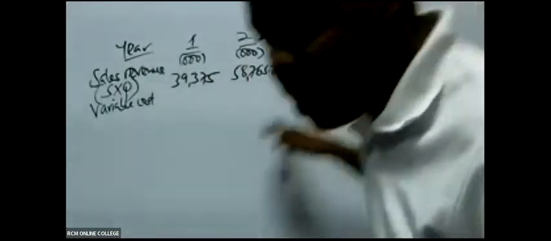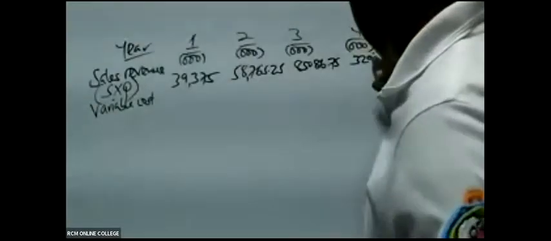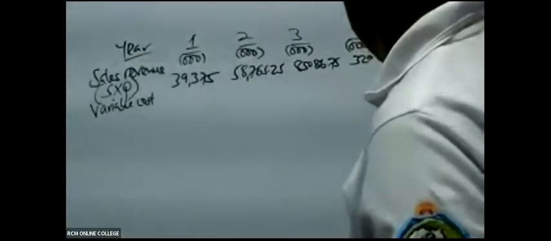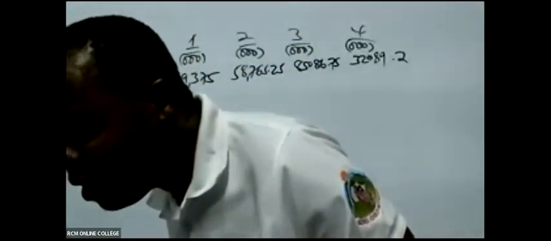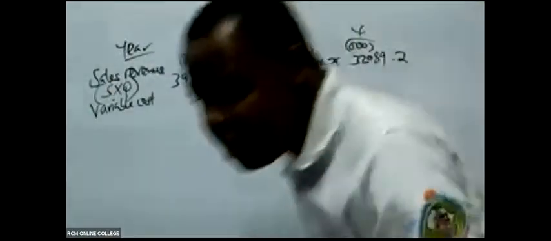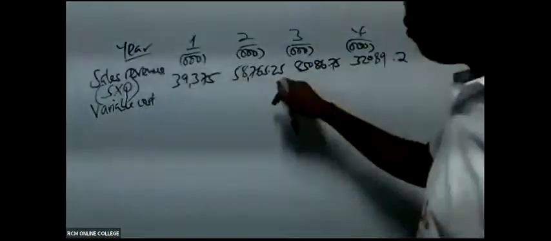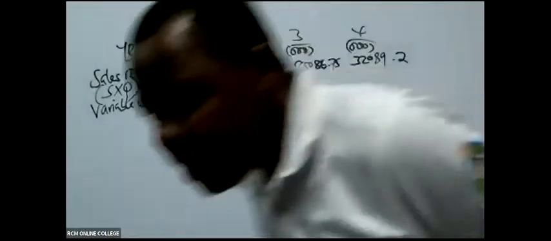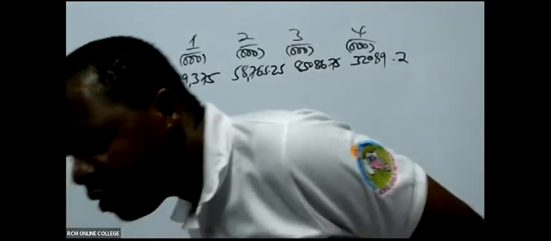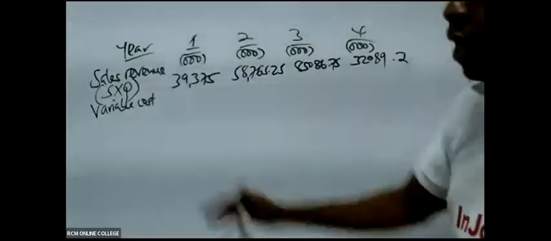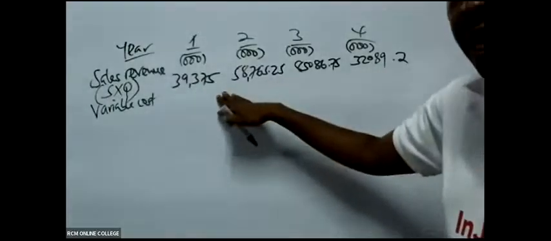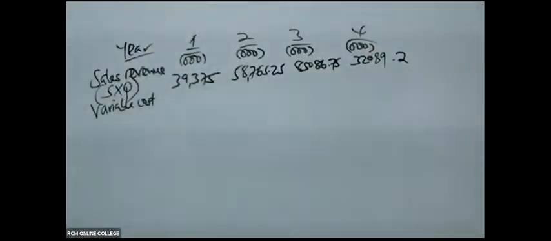So year 4 is 320.89, like this, okay? Guys, year 2 is 58,765. This is okay. Year 2, 765 point, yeah, 0.25, 0.3, that is okay. Any other correction here? I hope we are good.